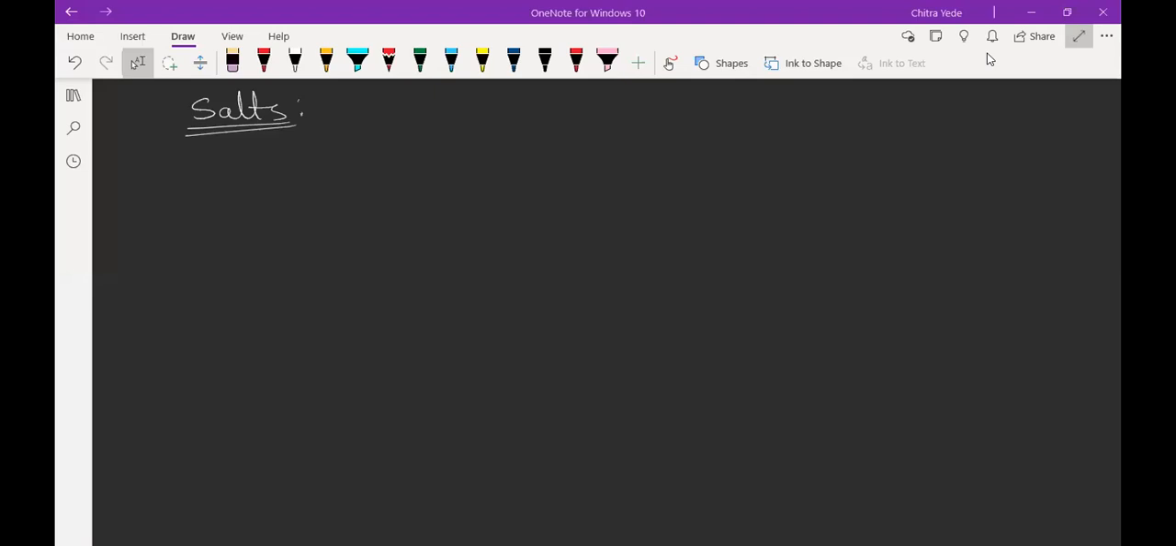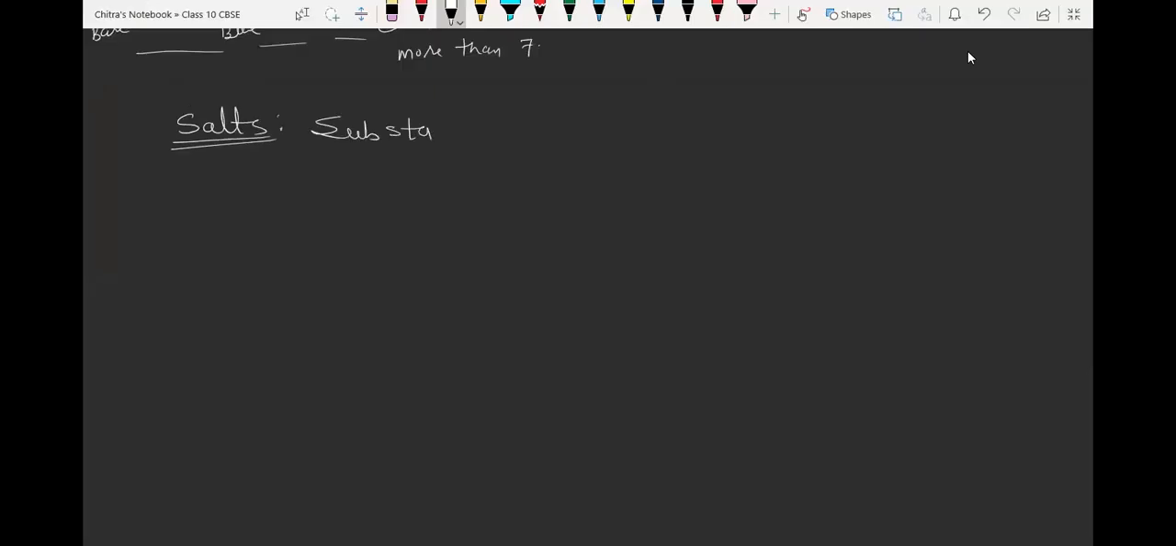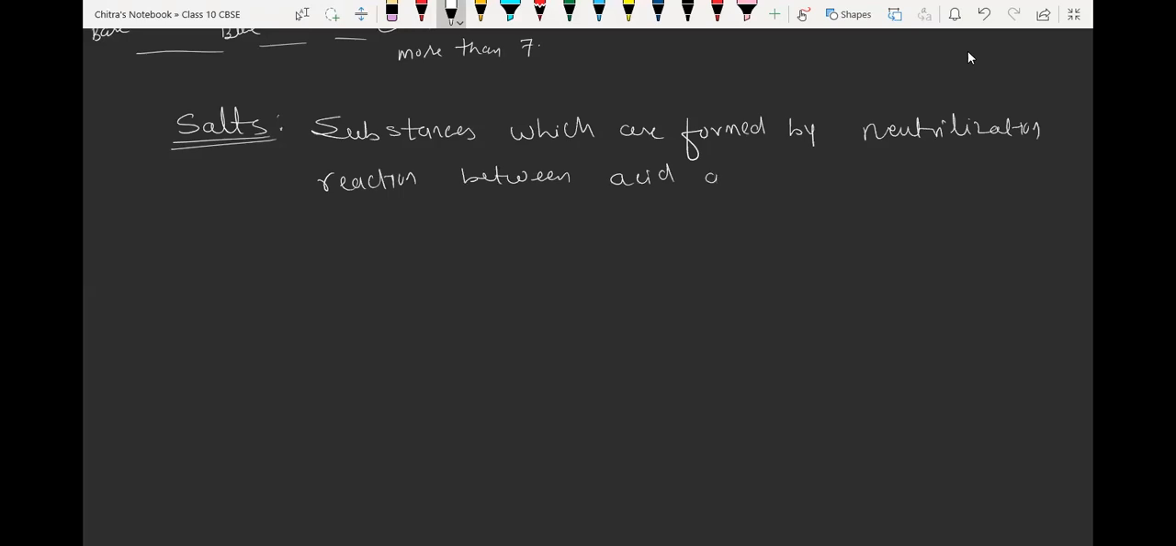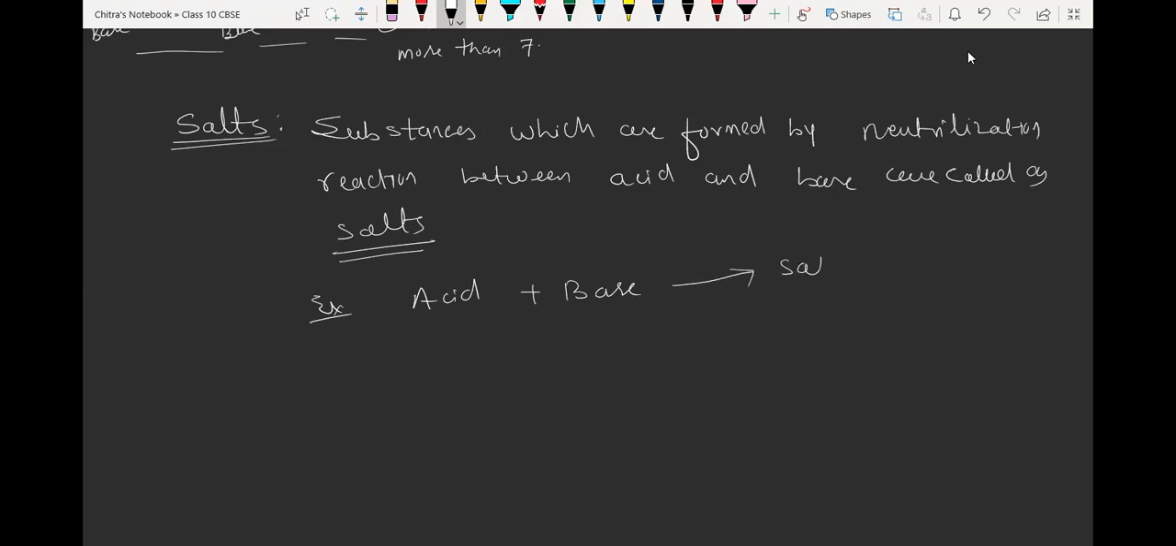Substances which are formed by the neutralization reaction between acid and base are called salts. Okay, example, suppose we have an acid which reacts with a base, and they form the product called salt along with water also. Okay, so let's check one example.